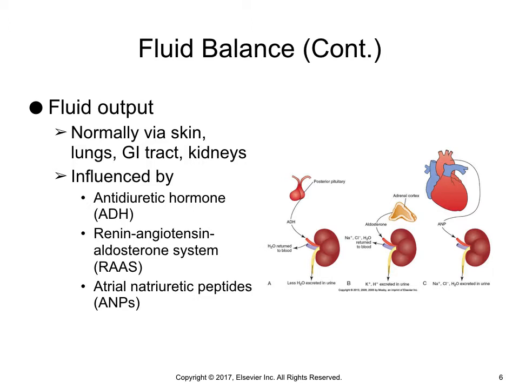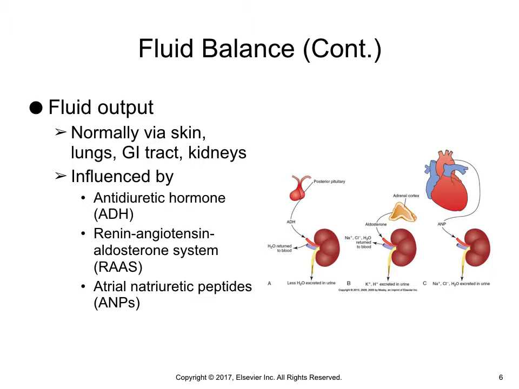The kidneys are the major regulator of fluid output because they respond to hormones that influence urine production. When healthy adults drink more water, they increase urine production to maintain fluid balance. If they drink less water, sweat a lot, or lose fluid by vomiting, their urine volume decreases to maintain fluid balance. These adjustments primarily are caused by the actions of antidiuretic hormone, the renin-angiotensin-aldosterone system, and atrial natriuretic peptides.